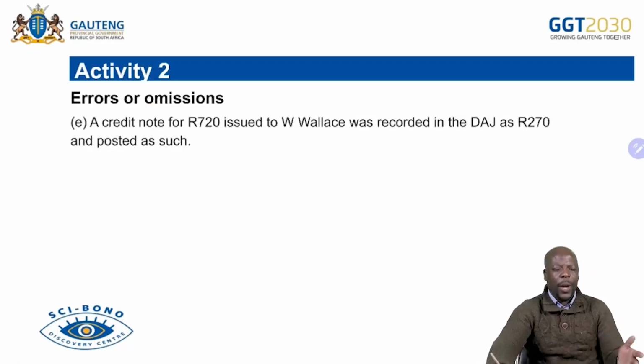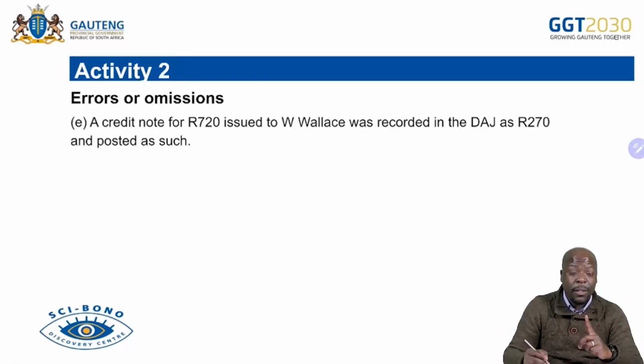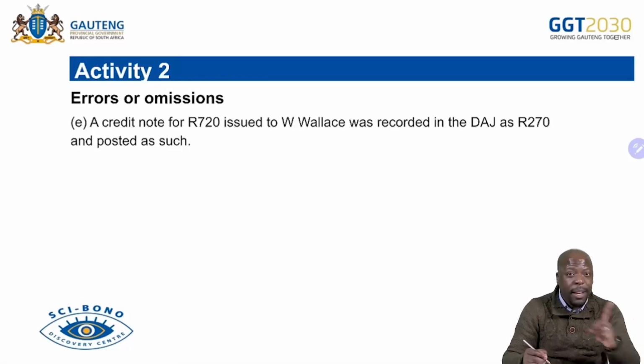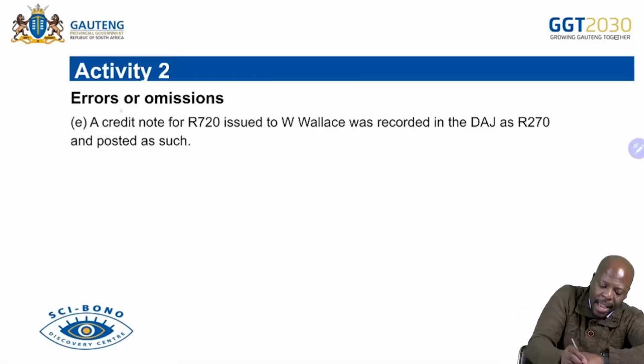Okay, let's quickly go now to adjustment E. Sadly, it is the last error. Let's see here. A credit note. Okay, already you know now. Credit note, what does that mean? Credit note, a debtor returns goods to us for various reasons. So if goods are returned to us, what is the sign? Is it a plus or a minus? Yes, it is a minus.